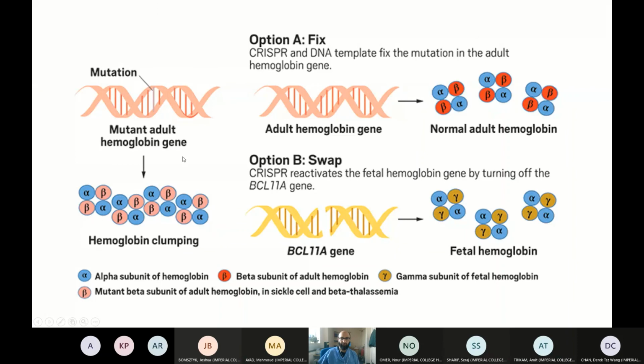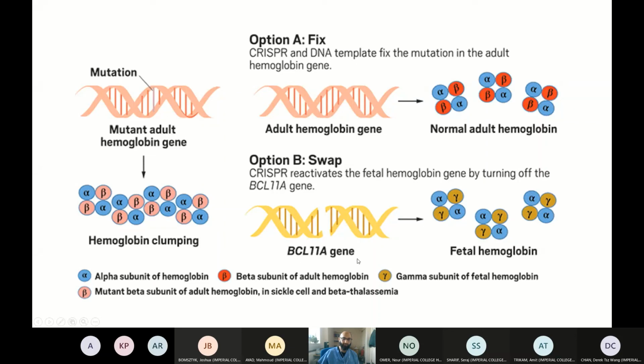The other technique I mentioned was a CRISPR technique. So this can be done in two ways. CRISPR techniques can either be employed to correct the mutation in the beta hemoglobin gene and essentially turn it into a normal functioning beta globin gene. However, this is not the technique that has been used. The technique which has been used in the clinical setting is a CRISPR technique to knock down a gene called BCL11A. BCL11A is a gene which represses fetal hemoglobin.